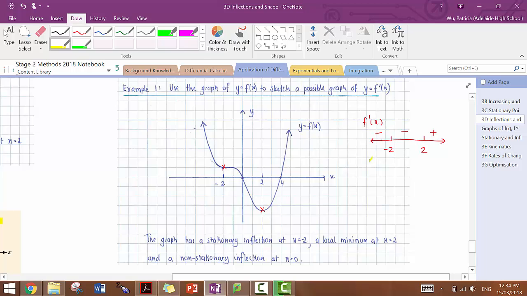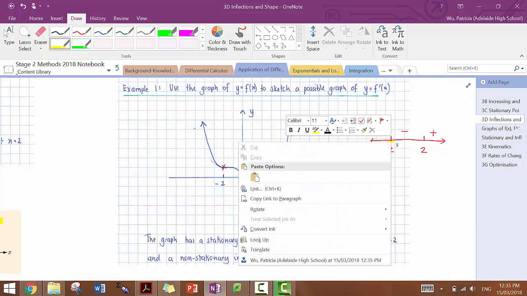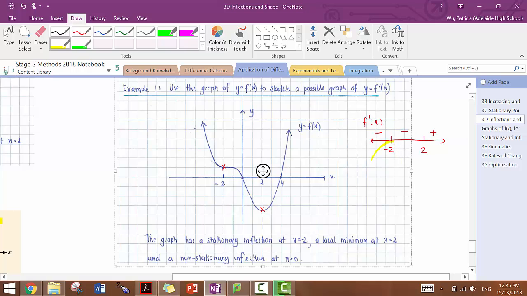But first it is a negative number, so below the x-axis, and then it touches the x-axis, but it's still a negative number, so it's still below the x-axis, and then it's going back up, and touches the x-axis again at 2, and then it goes up to above the x-axis. So this will be what the graph looks like for f dash of x.